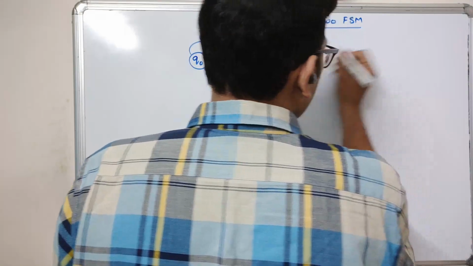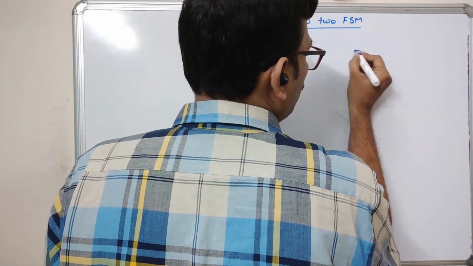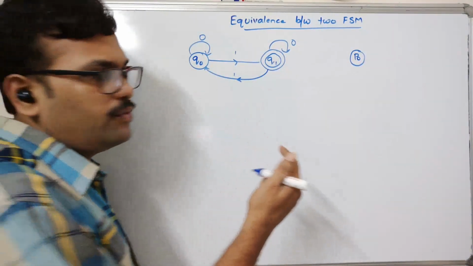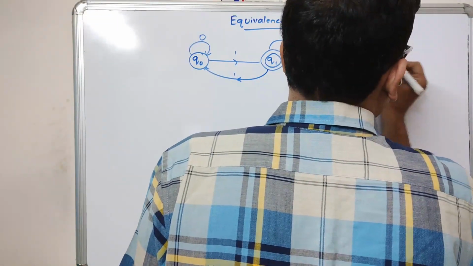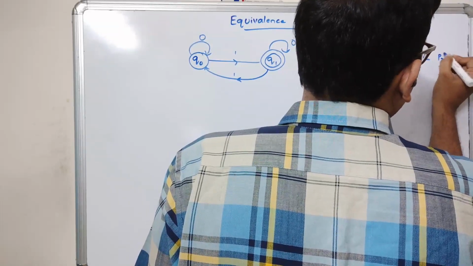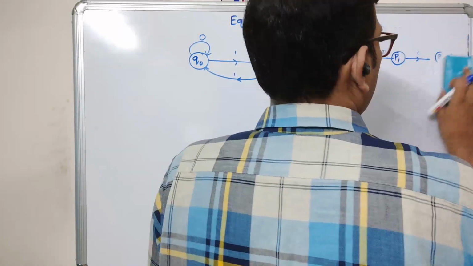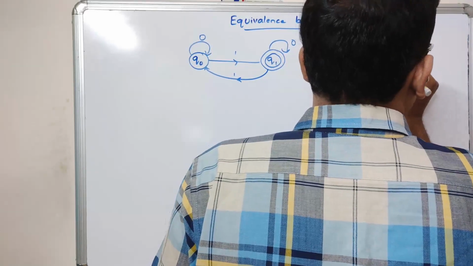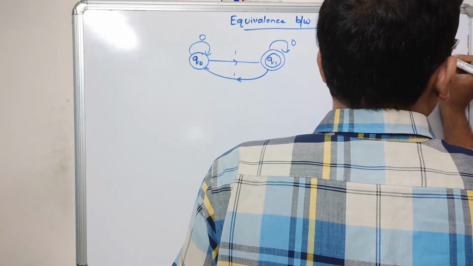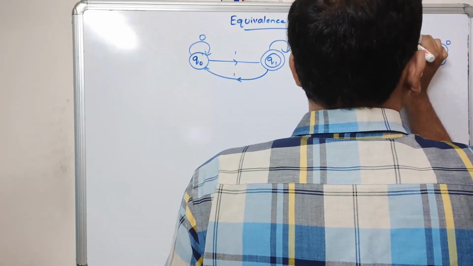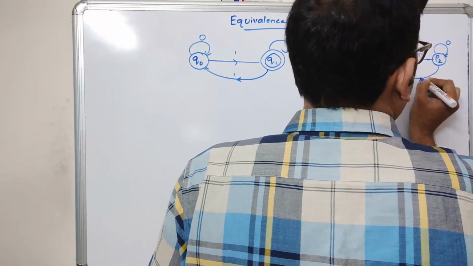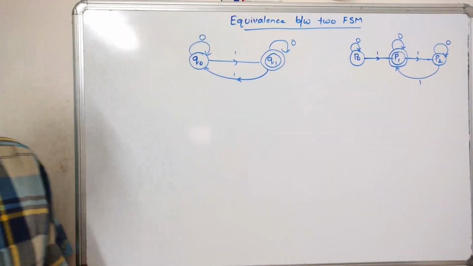Again, let us take one more example because we need to compare the two things, right? So here I am taking the states as P0, P1, P2 in order to avoid confusion. P0 on 1 moves to P1, P1 on 1 moves to P2. Sorry, P1 will be the final state, and here P2, and give the self transitions over zeros, and I will give the transition for 1, right?